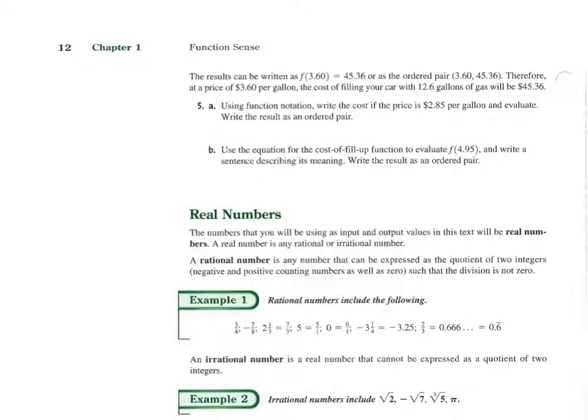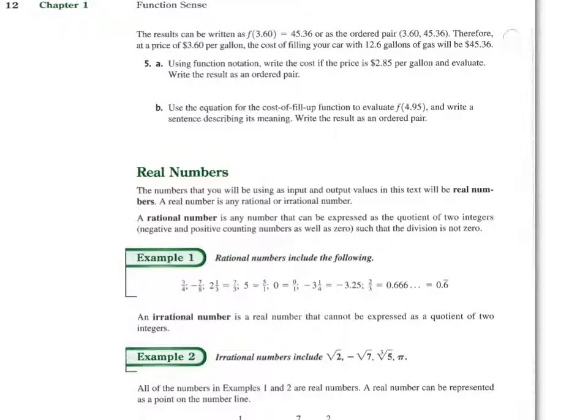Okay, so now our next slide, showing us the results when we're doing this: f of $3.60 equals $45.36. This is the same thing. Remember, this is our input, and this right there is our output. Okay, so it's the same thing as x and y. That's our x, that's our y. Same thing as input, output. So really what we're doing is just generating ordered pairs.